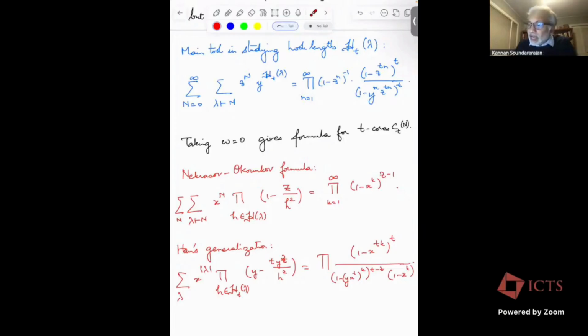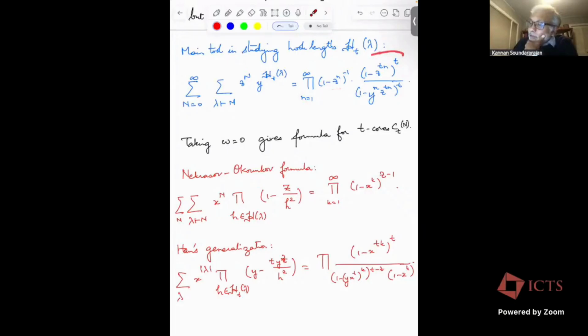So on the one hand, I have a sum over all n and a sum over all partitions of n. And then z to the n is keeping track of all the partitions of the size n. And then I have a new variable y. And then for each partition lambda, I'm going to compute y to the number of hooks that are multiples of t. And if you take that 2-variable generating function, it has a nice product representation.